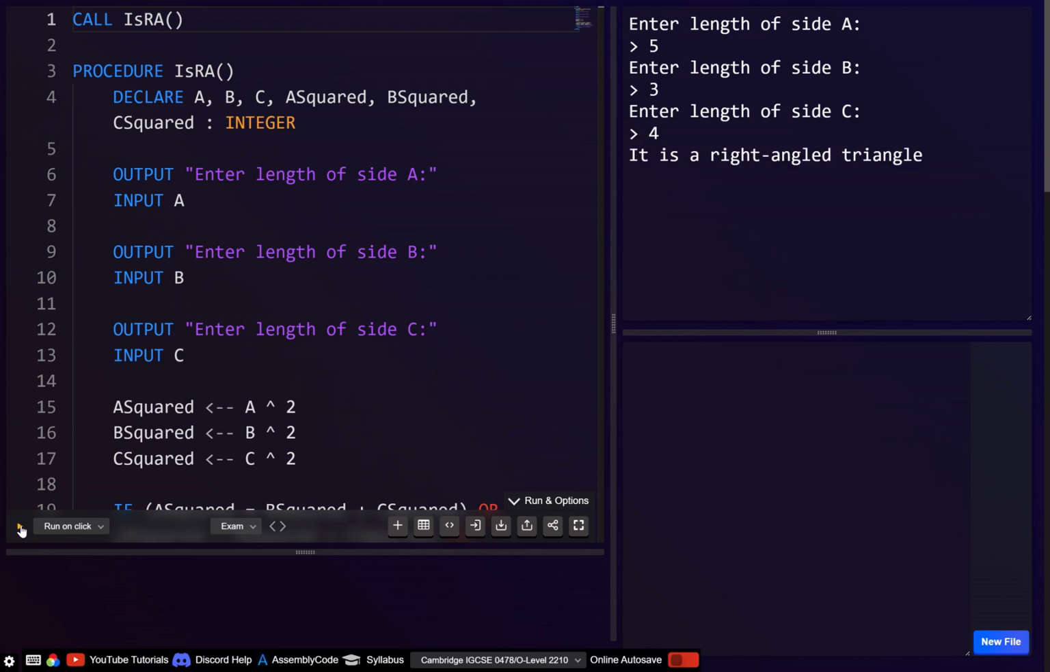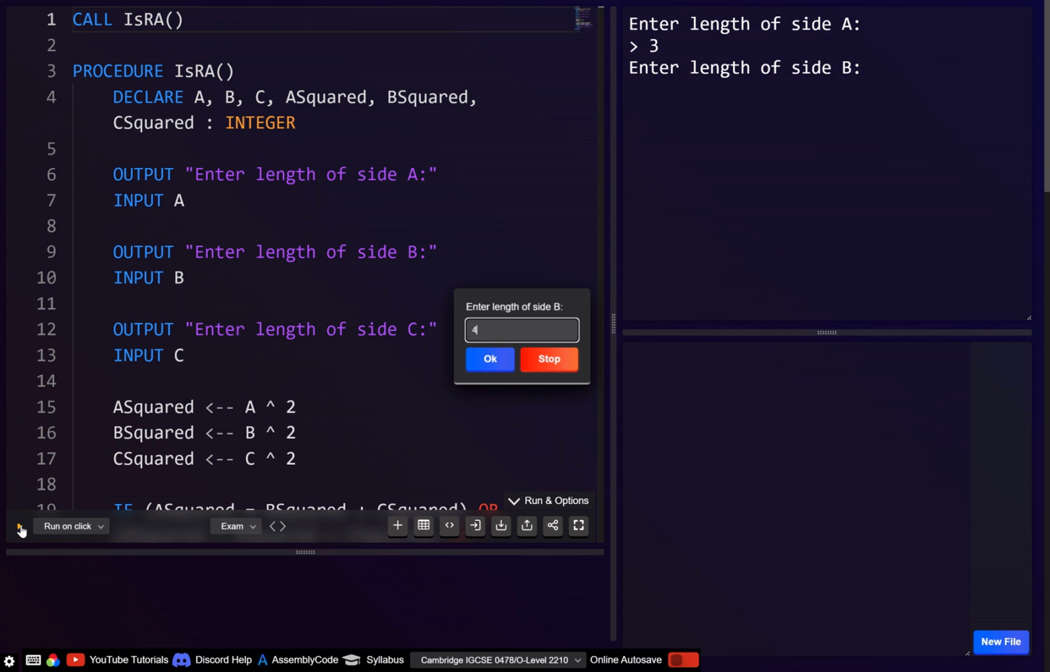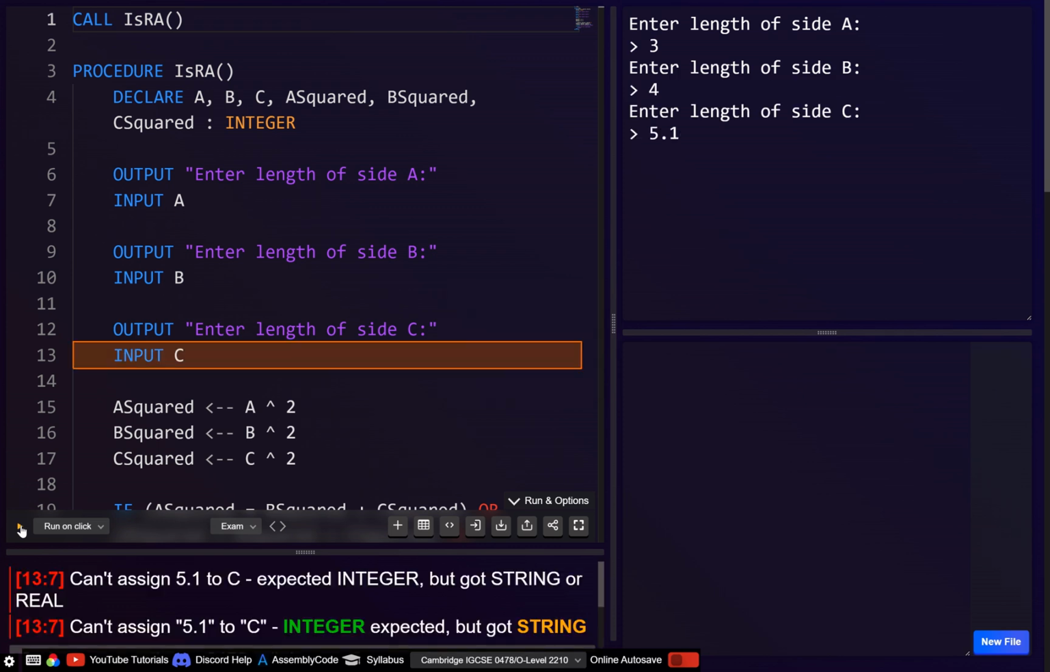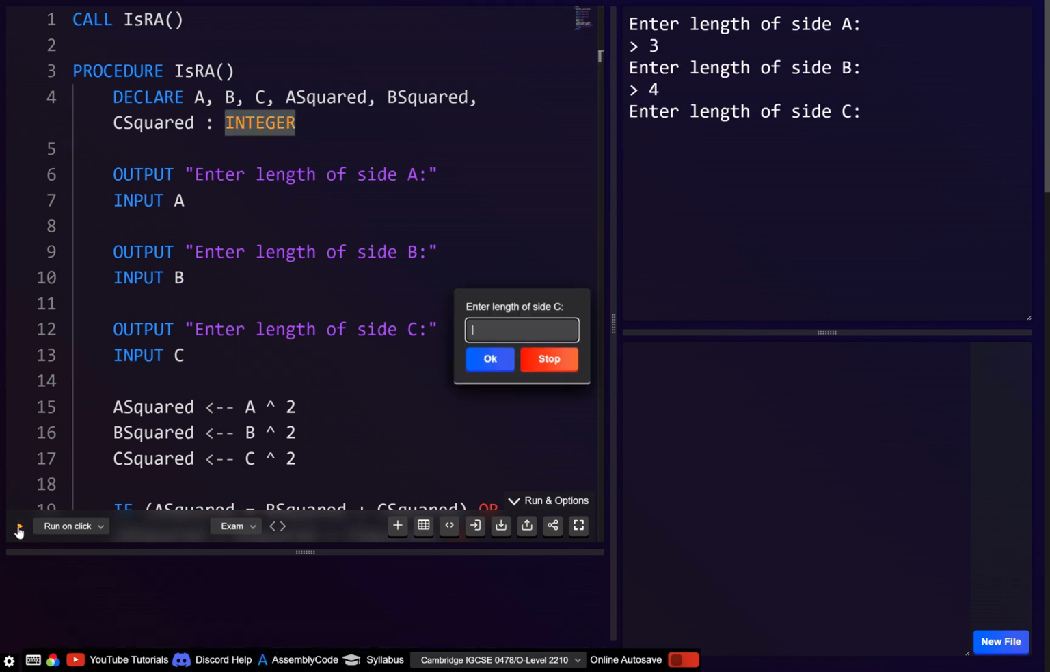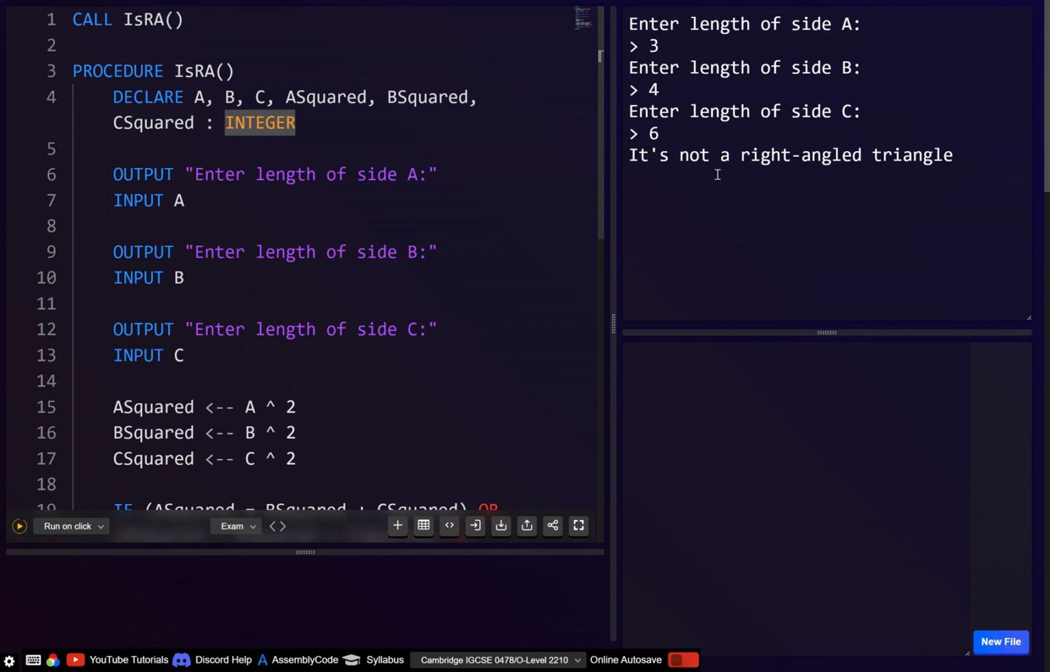You can try the third order if you want. But let's try something different, like 3, 4, and then 5.1. Well, 5.1 is not going to work since we said they have to be integers. So let's try 3, 4, and 6. And that's right, it's not a right angled triangle. So I think this question seems to be working.